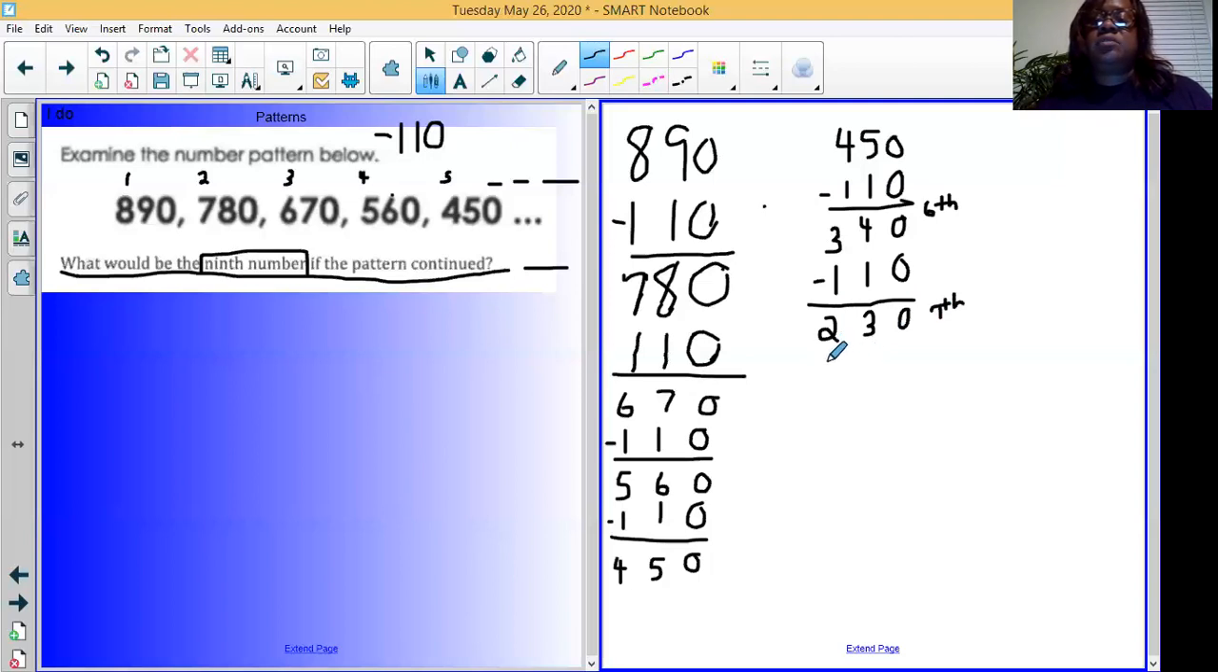Okay, so let's subtract 110 again. 0 minus 0 is 0. 3 minus 1 is 2. 2 minus 1 is 1. Okay, 120 would be my eighth number.